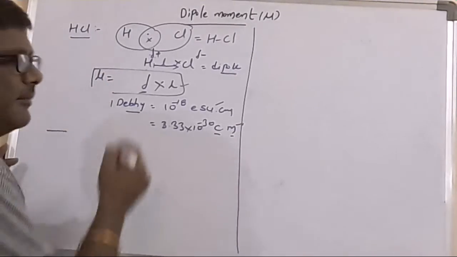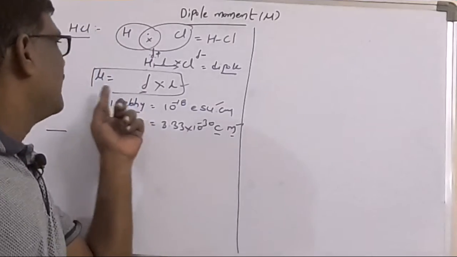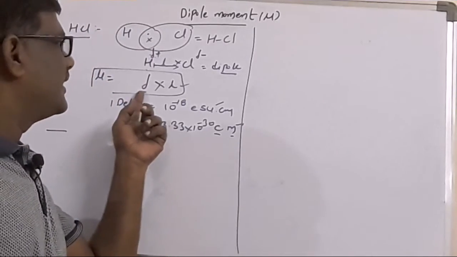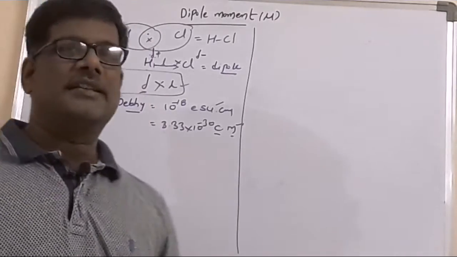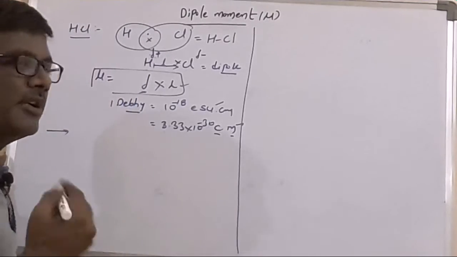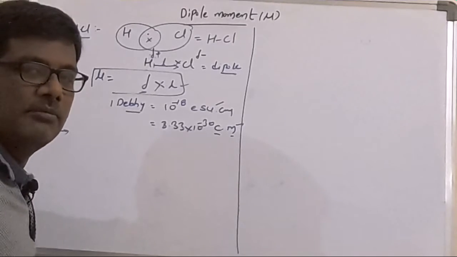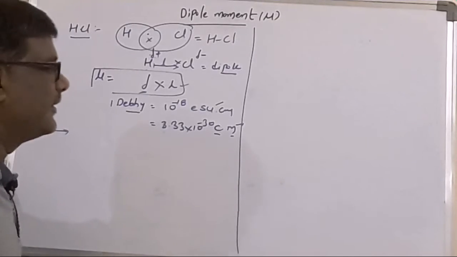How to calculate the mu value? The mu value can be calculated by taking the product of the charge on either of the ions and the distance between the two ions. Immediately, some important features of the dipole moment: which molecules will have a dipole moment, and how to calculate it.